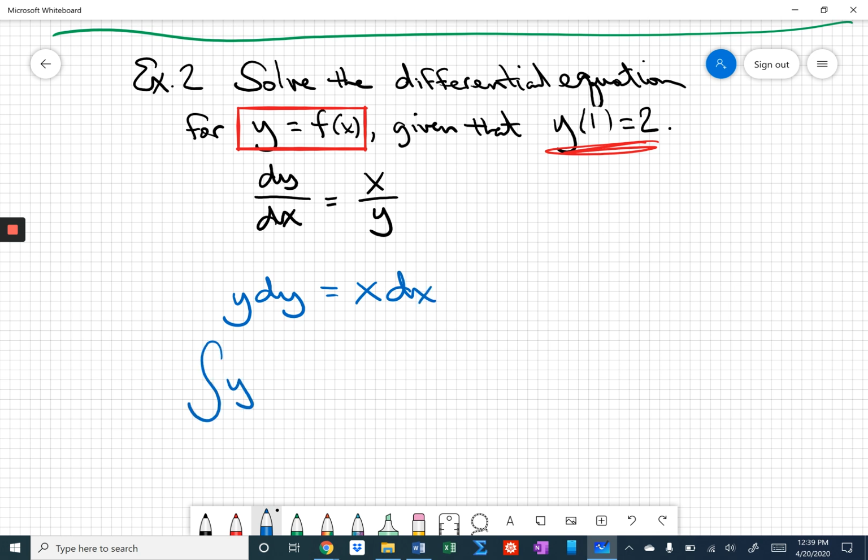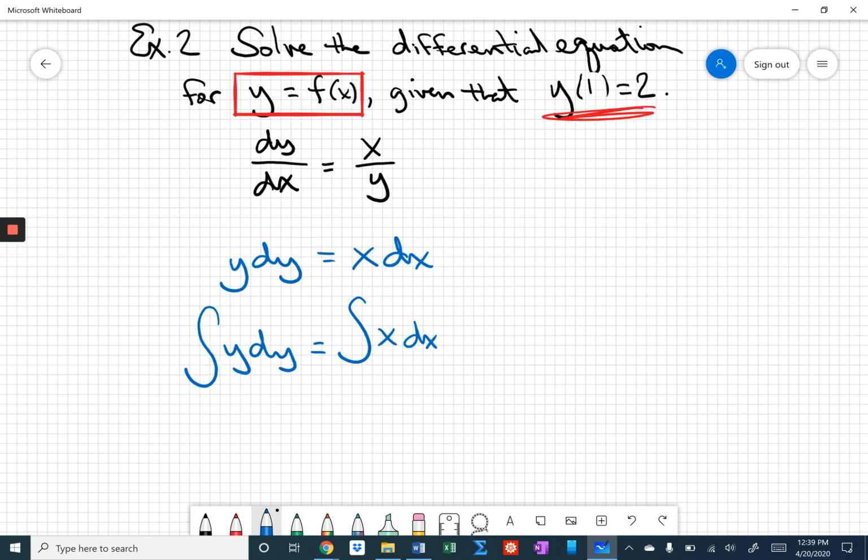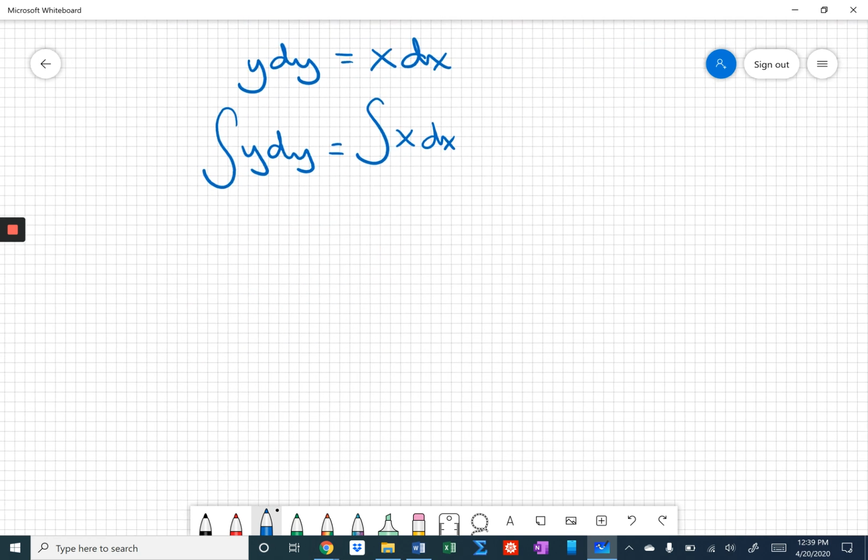So the indefinite integral of y with respect to y is going to be equal to the indefinite integral of x with respect to x. And if I take an antiderivative over here, you get 1 half y squared. Take an antiderivative over here, you get 1 half x squared plus c. Ladies and gentlemen, you cannot forget that plus c.